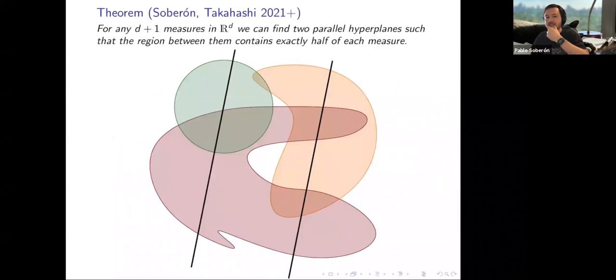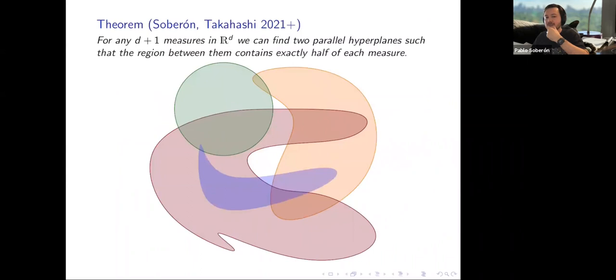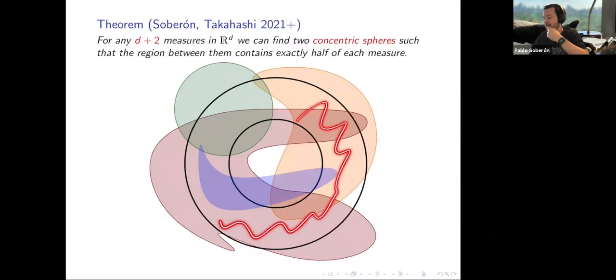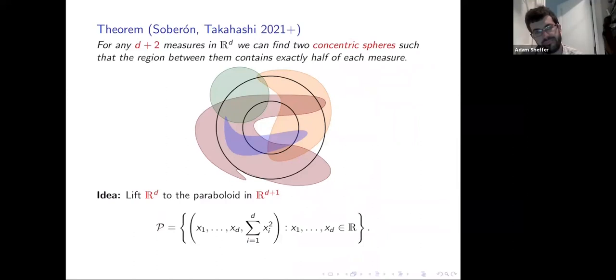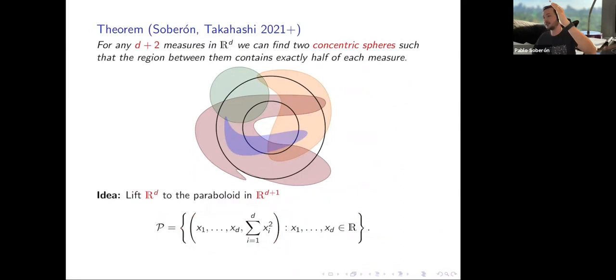If I give you d plus two, I can no longer do this, but now I can find two concentric spheres so that the region between them has half of each measure, which I really like because it was a New York-based result, and we got something that looks like a bagel. So we call it the bagel sandwich theorem. And the proof is, the last argument is you lift to this paraboloid, and it turns out that halving with parallel hyperplanes in the high dimensional space corresponds to halving with concentric spheres in the low dimensional space.